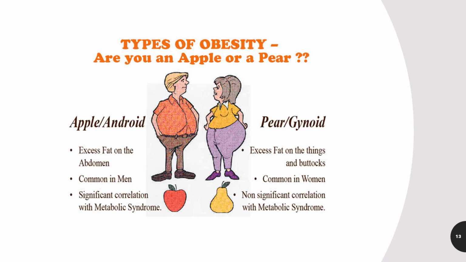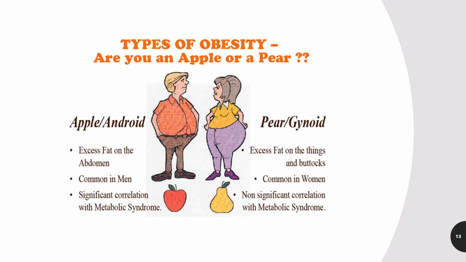You probably have seen these charts for a long time, how people have two different types of shapes, either apple-shaped or android, or pear-shaped gynoid. Basically, there's a lot of research showing that people who have the apple shape typically are more predisposed to diabetes and heart disease versus the pear-shaped. Typically, it occurs more often with men than women. Typically, it correlates with metabolic syndrome versus the pear-shaped. We're going to talk a little bit first about the pear-shaped.